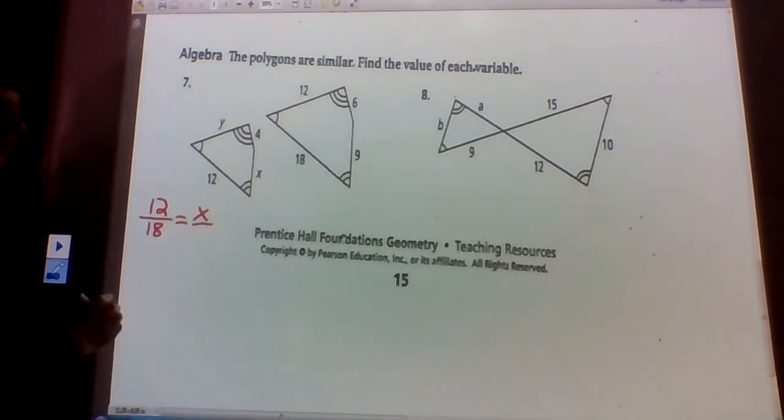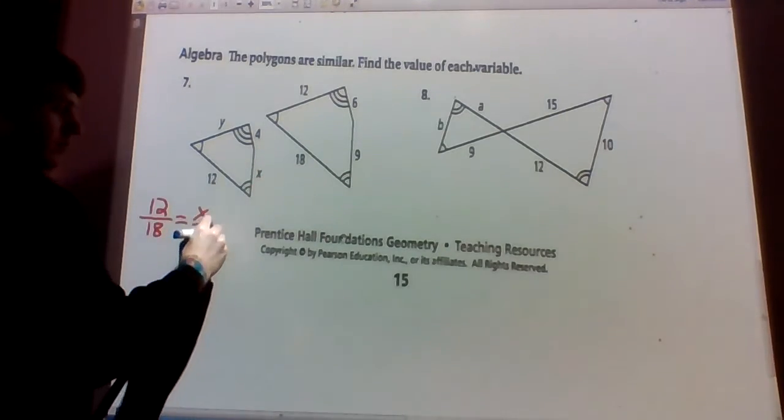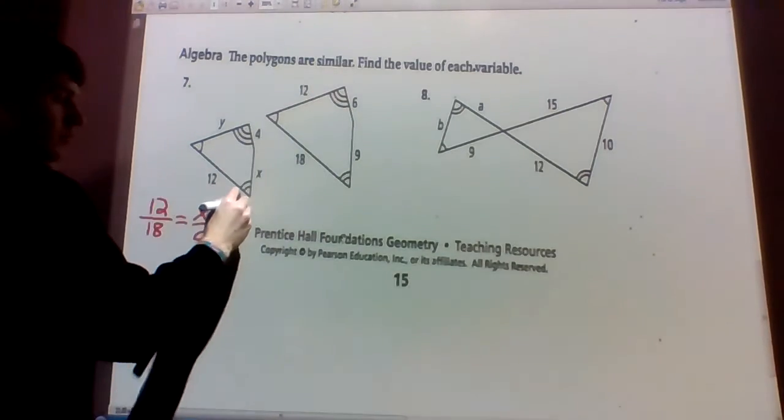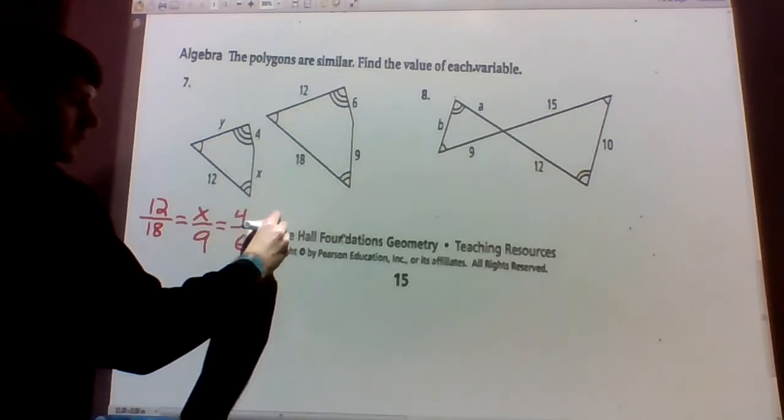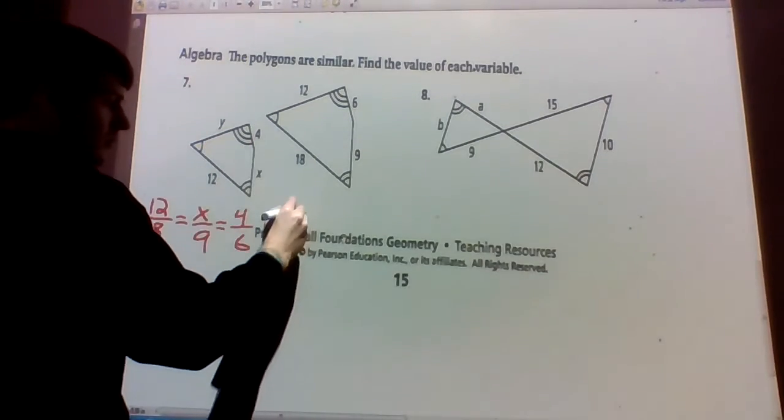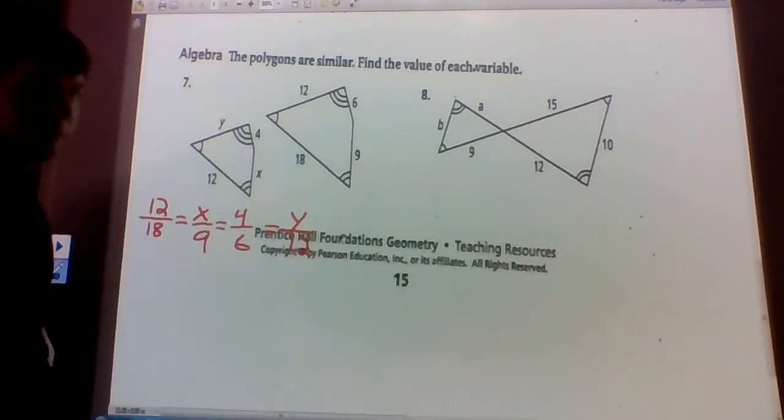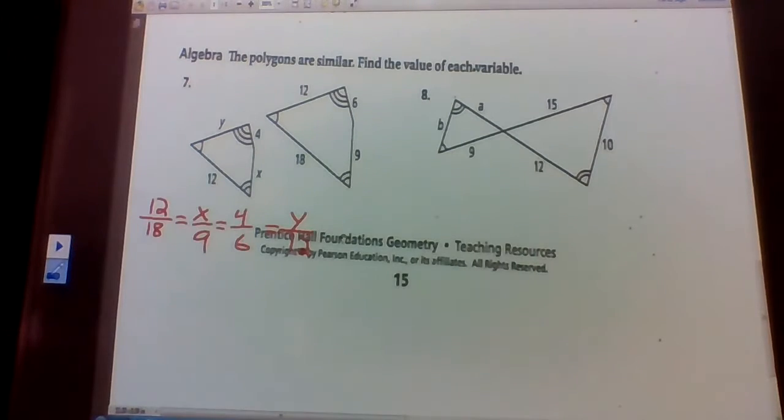X matches up with 9. 4 matches up with 6. And then Y matches up with 12.